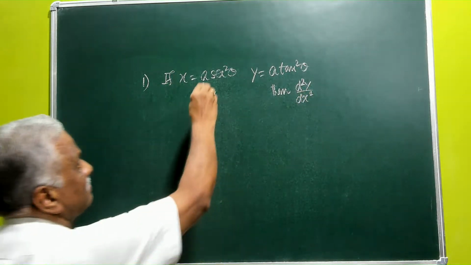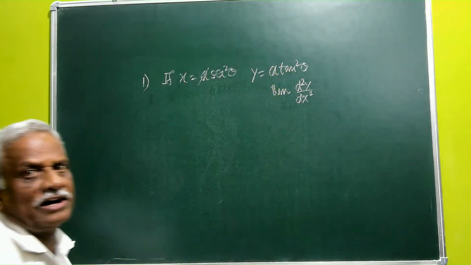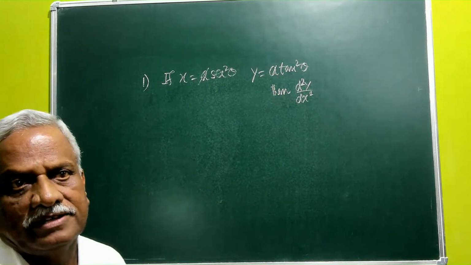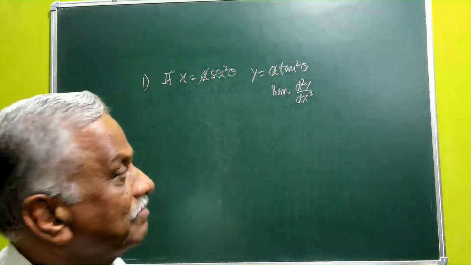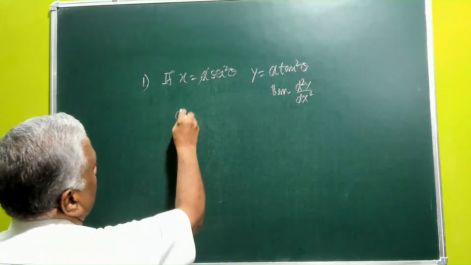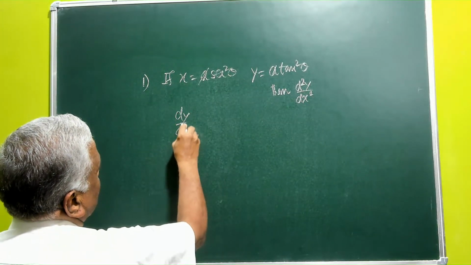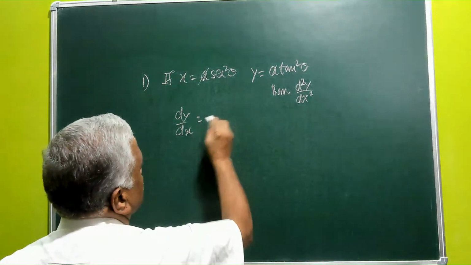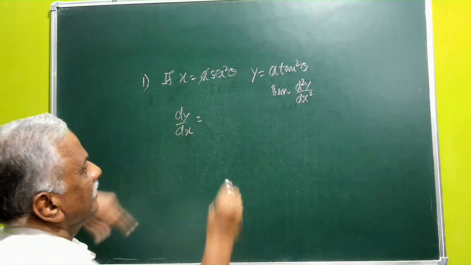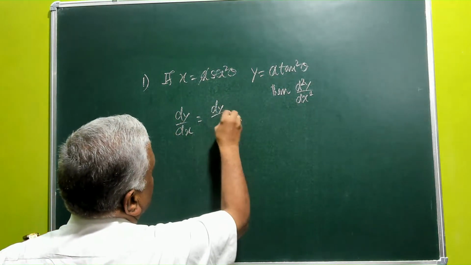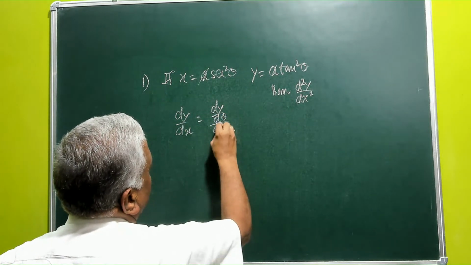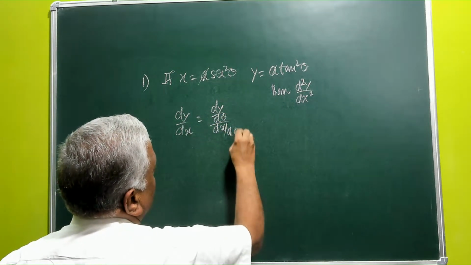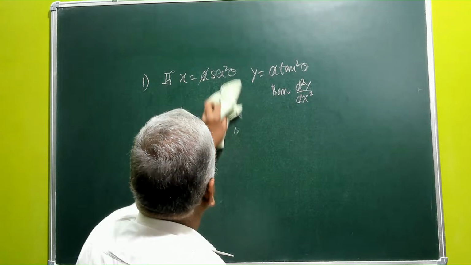So you can first cancel a. No need of a because when you divide, definitely it is going to get cancelled. Let us cancel it in the beginning itself. We want dy by dx, that is dy by d theta divided by dx by d theta. All these we are not writing.